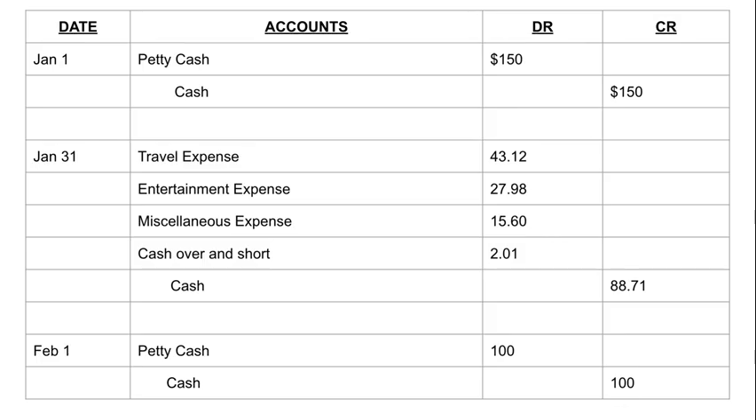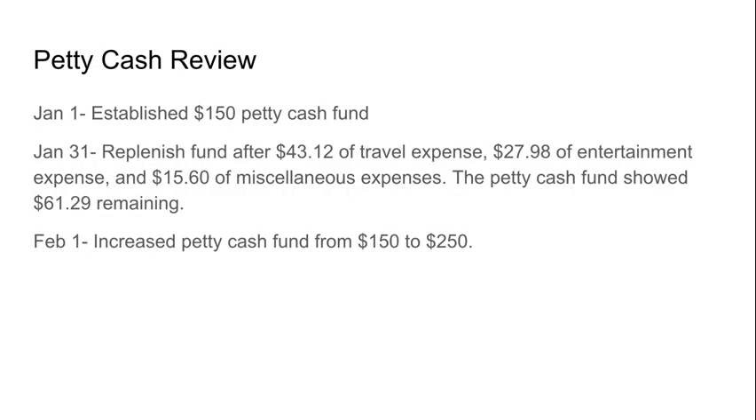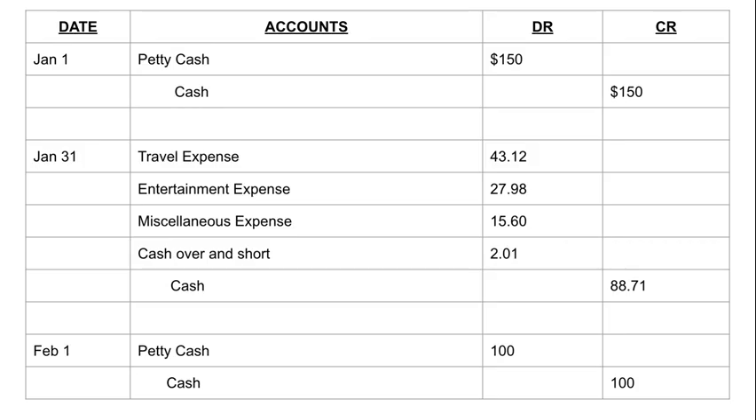Okay, so this is what we should do in our transactions. So the first thing, establishing, replenishing, and then increasing. So on January 1st, we established a $150 petty cash fund. So we just took cash from our cash account, credit, and debited it into our petty cash.